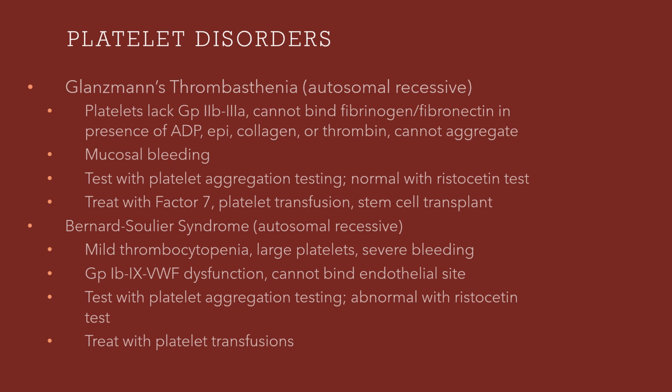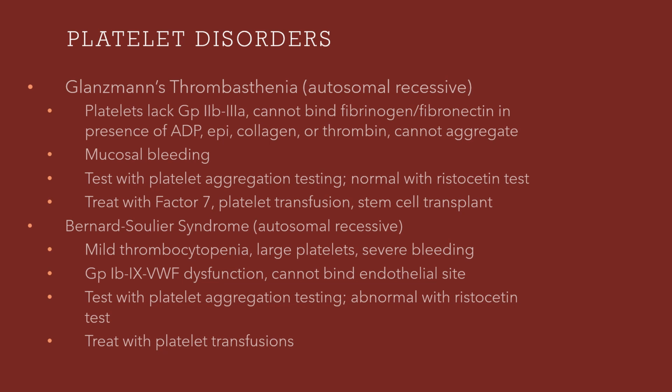You would test with platelet aggregation testing. If you use the ristocetin test to test this patient, which you might be testing for von Willebrand disease with ristocetin, this would be normal with Glanzmann's. You would treat with factor 7, platelet transfusion, and more definitive cure would be a stem cell transplant.